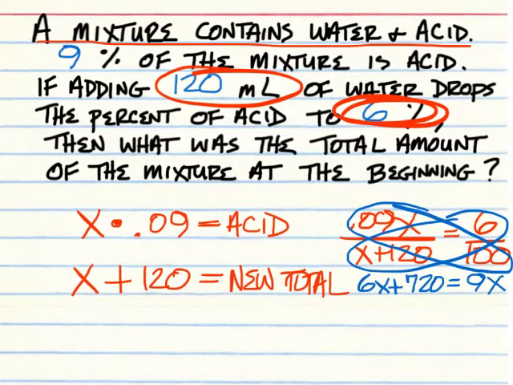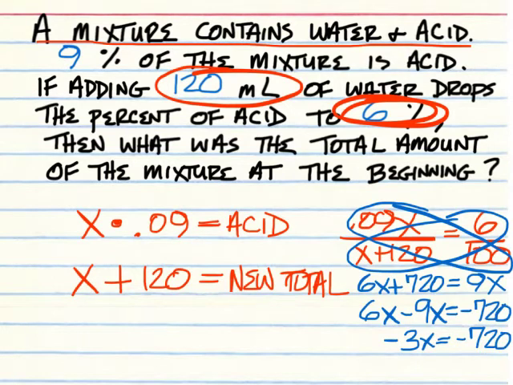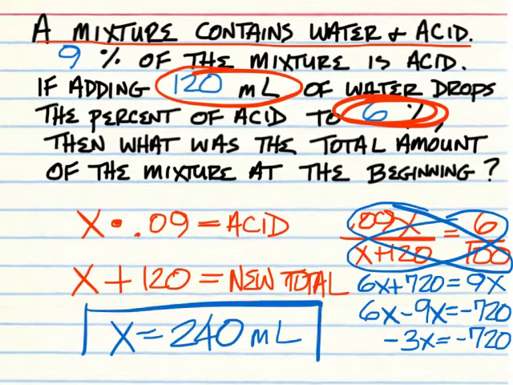Solve the equation. Move the 9x to the left and make it minus. Move the 720 to the right. Make it negative. 6x minus 9x is negative 3x. Set that equal to negative 720. When you do the division by negative 3, you come out with the final answer of 240 milliliters.